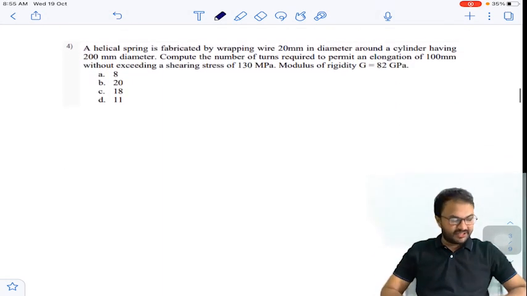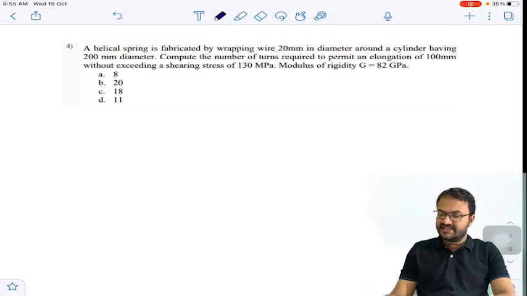Coming to question number 4 of the assignment. A helical spring is fabricated by wrapping wire 20 mm in diameter around a cylinder having 200 mm diameter. Compute the number of turns required to permit an elongation of 100 mm without exceeding shear stress 130 MPa. Modulus of rigidity G is equal to 82.